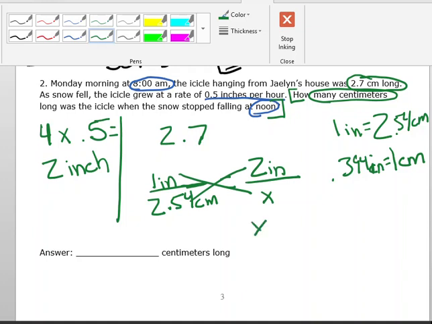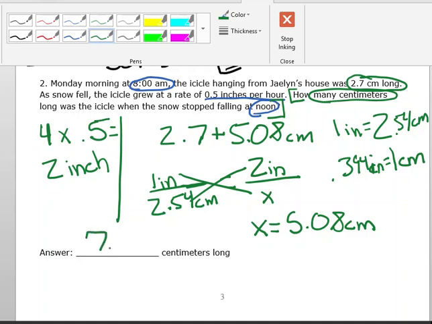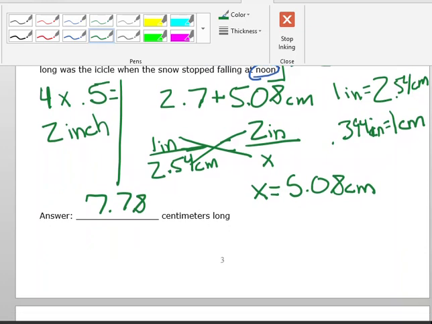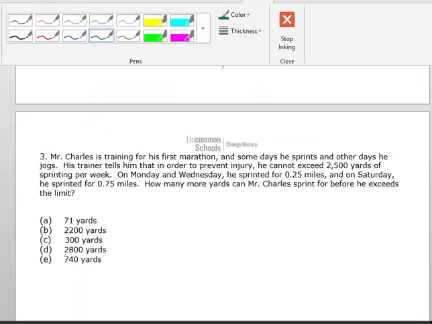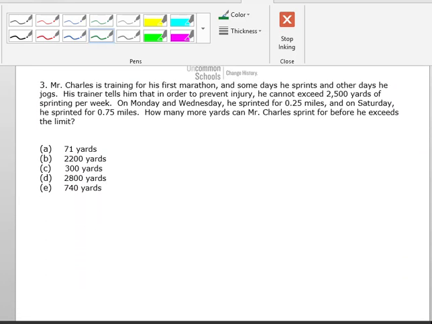That means in those 4 hours, we grew 5.08 centimeters. Now I'm going to hop right back up here and add that 5.08 centimeters to the 2.7 centimeters. I'm going to do that on my calculator because I can. All right, and that's going to be 7.78 centimeters long. Okay, pause. Let's try another one again on your own, and then come back and see how you did.